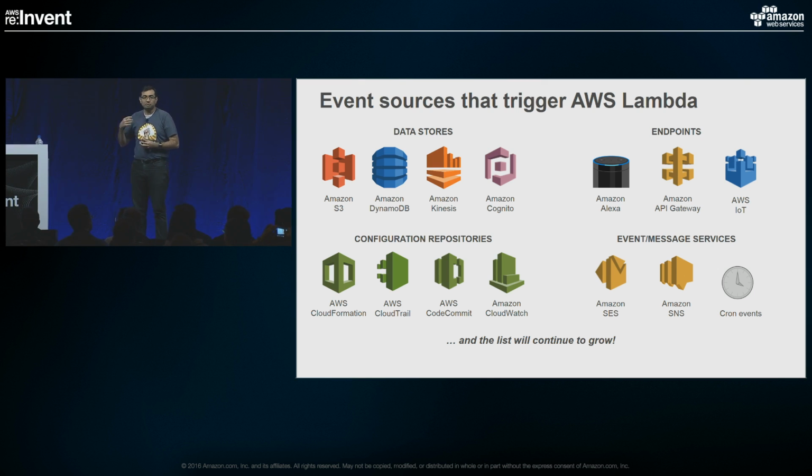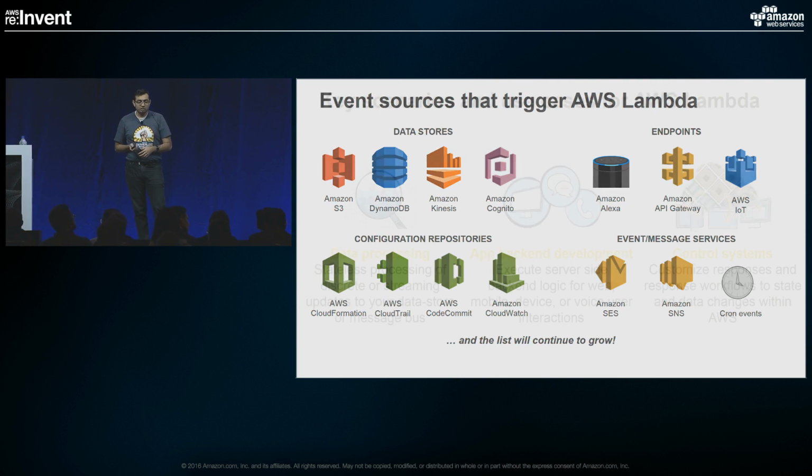If you have something coming in from a voice endpoint or a web or mobile app request, that could trigger the Lambda function, or even devices sending in information about their own state or what's going on in their surroundings could be the trigger to the Lambda function. We have configuration repositories and also event and message services, and this makes up what the infrastructure automation story would look like. So if you have things which are changing in your environment, those could become the triggers for Lambda functions.